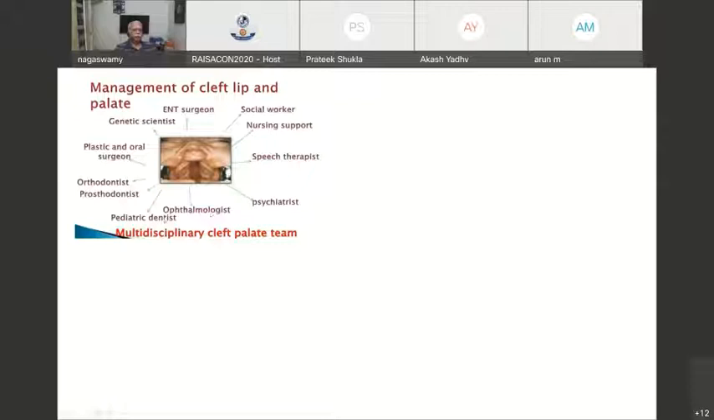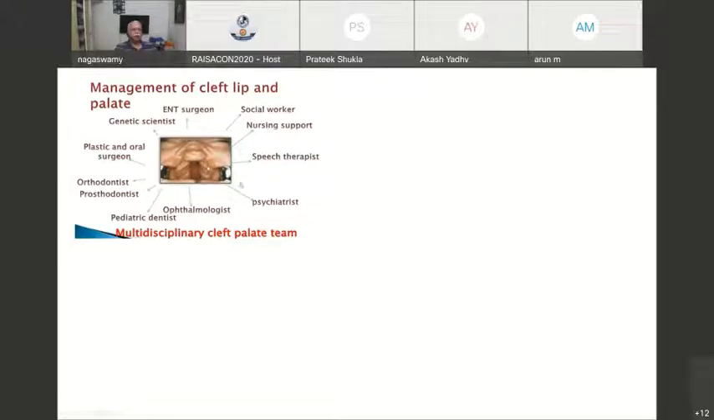You may require a pediatric dentist, an ophthalmologist, a psychiatrist to console the mother and the parents or the relatives, and a speech therapist. Once the child with the cleft lip palate has been operated, some of them still have the nasal tone for a long time. So you have to give speech therapy, and the nursing support is very, very important. Now that you have a matron here, she will know the nursing support is very important, and a social worker. So we used to have all these people in Stanley.